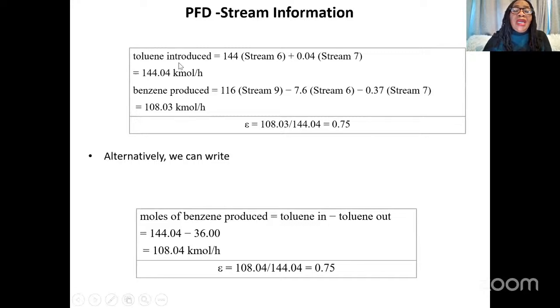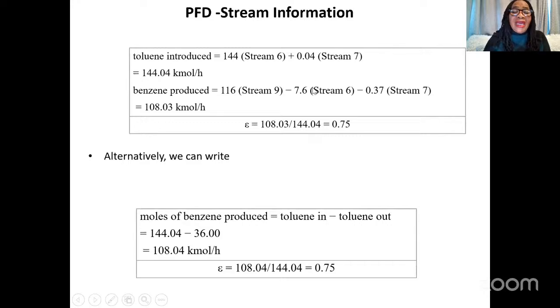Let's go back and see. So can you see now we have the toluene here, 114 stream 6 and stream 7, 0.04, which gives us 114.04. And the benzene produced, we have seen there on stream 9, 116. We see that same stream 9 under benzene, because what came in, the inputs, those that did not convert. That's why we have minus here, 7.6 and minus this. So that gives us here. So now, conversion is product divided by what you put in the feed. So now this process had a conversion of 0.75.